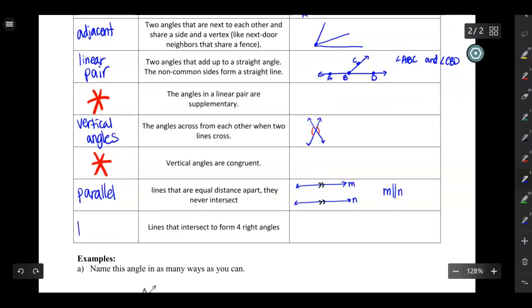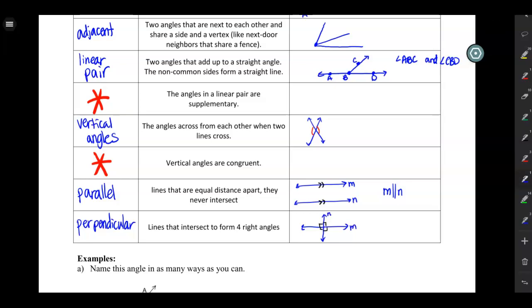Okay, the other important relationship between lines and line segments is perpendicular. Perpendicular lines are lines that intersect to form 4 right angles. So you basically have something like this, and all of these angles formed here are right angles. Let's show you the symbol for perpendicular. We would say M is perpendicular to N. That kind of upside down T means that the 2 lines before and after the symbol are perpendicular to each other.